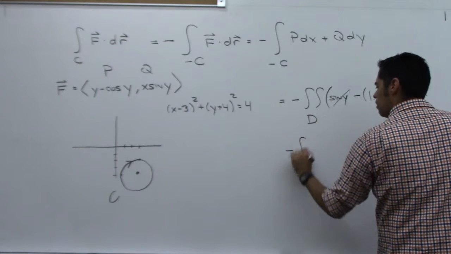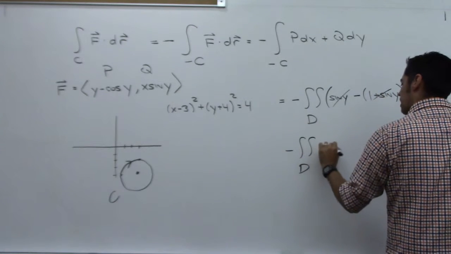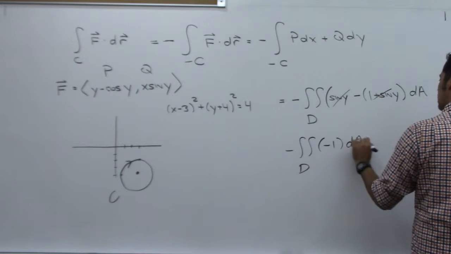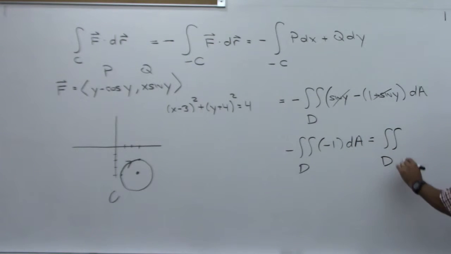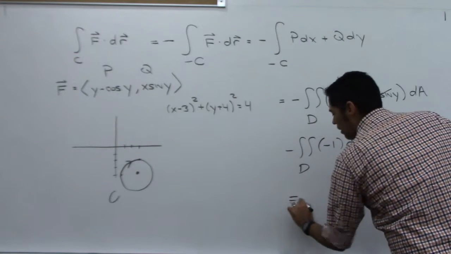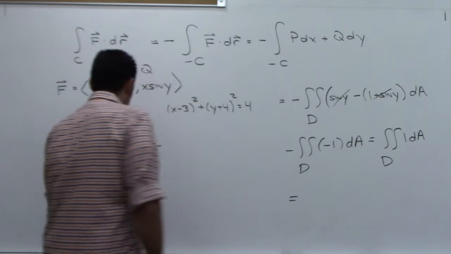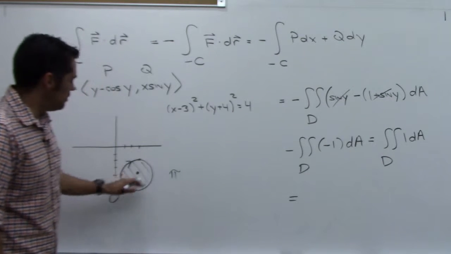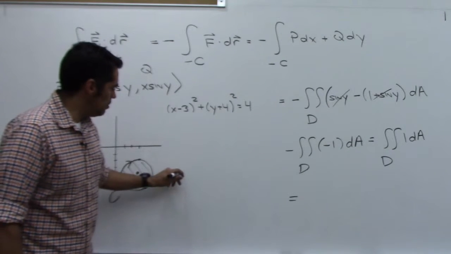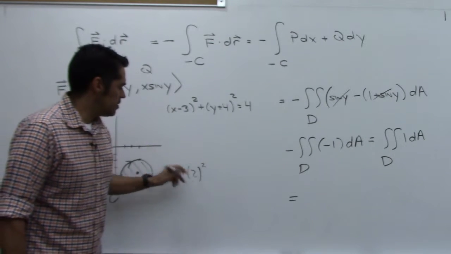So negative double integral over D of negative 1 dA, but the negative can go on the outside, so this is negative... of 1 dA. Remember the property of double integrals: the double integral of 1 with respect to area over the region D is just the area of D. And so the area of this region D, we didn't even have to come up with any formula for it. The area of that is pi r squared. The radius of this circle, because of the 4, is 2, so pi times 2 squared is going to be 4 pi.